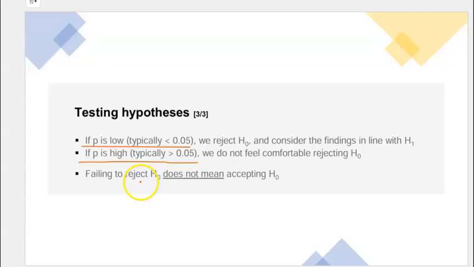Failing to reject the null hypothesis does not mean accepting the null hypothesis. These terms are very frequently different according to the scholars. But the most clear thing is this point. So you will think about how you will formulate your decision. Okay, so this is about the hypothesis, null and then alternative.